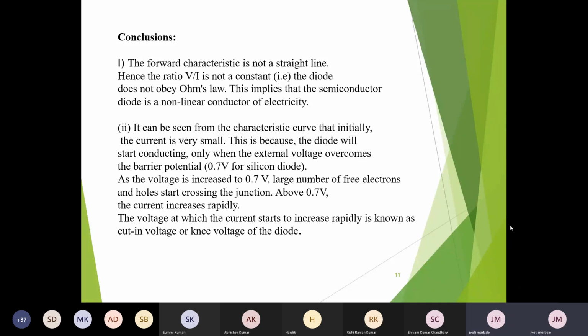तो जहां से डायोड कंडक्शन स्टार्ट करेगा, the voltage on x-axis, of course, this is related to the forward bias. So the forward voltage at which the diode starts conducting and it acts as a closed switch, the current is there through the diode. That voltage is called as a cut-in voltage or knee voltage of the diode.